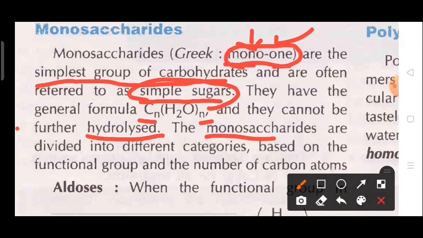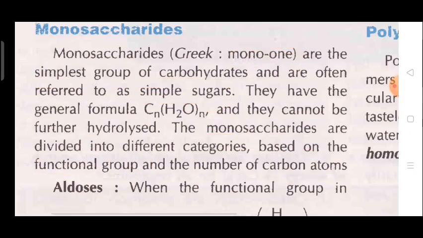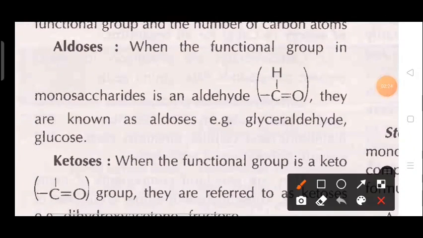Monosaccharides are divided into different categories based on functional group and number of carbon atoms. So the monosaccharides are classified based on what kind of functional group is present and how many carbon atoms are there. If you are talking about the functional group, then aldoses and ketoses.